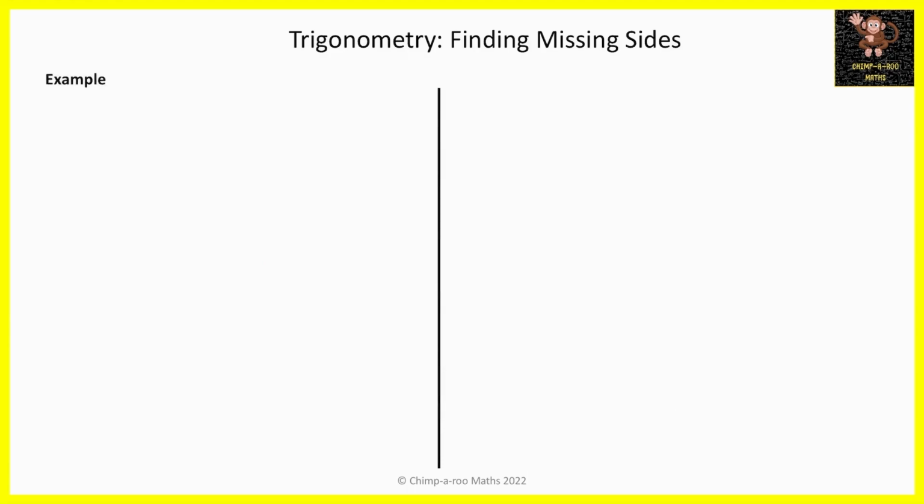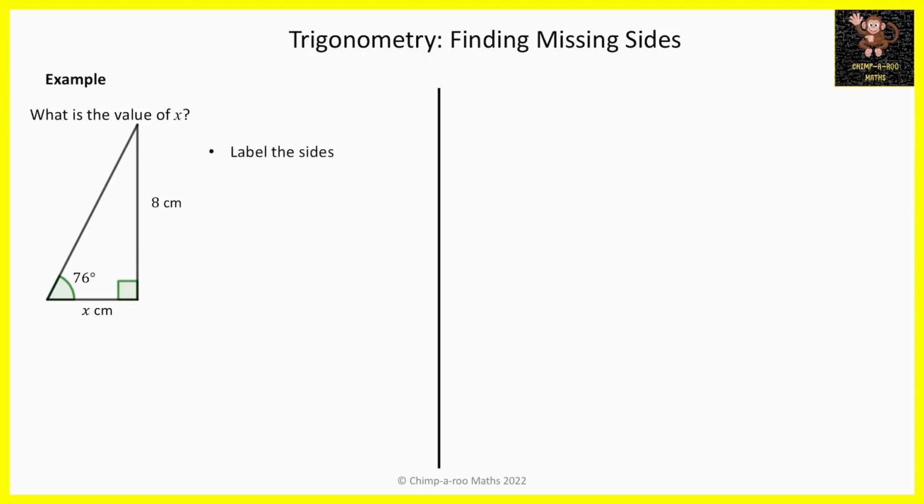Okay, our next example is slightly different. We're still trying to find x, but when we look at this, we've got 8 is opposite 76. So that means that x is going to be opposite 14 degrees, which is obviously the smallest angle. So we're looking for our answer to be the smallest length of that triangle. So x is going to be less than 8. So let's label the sides. O and A.